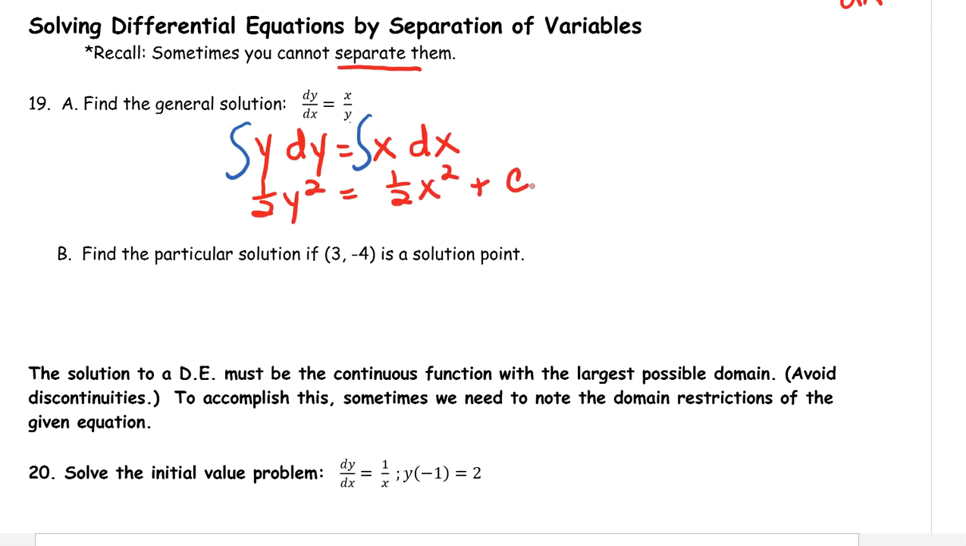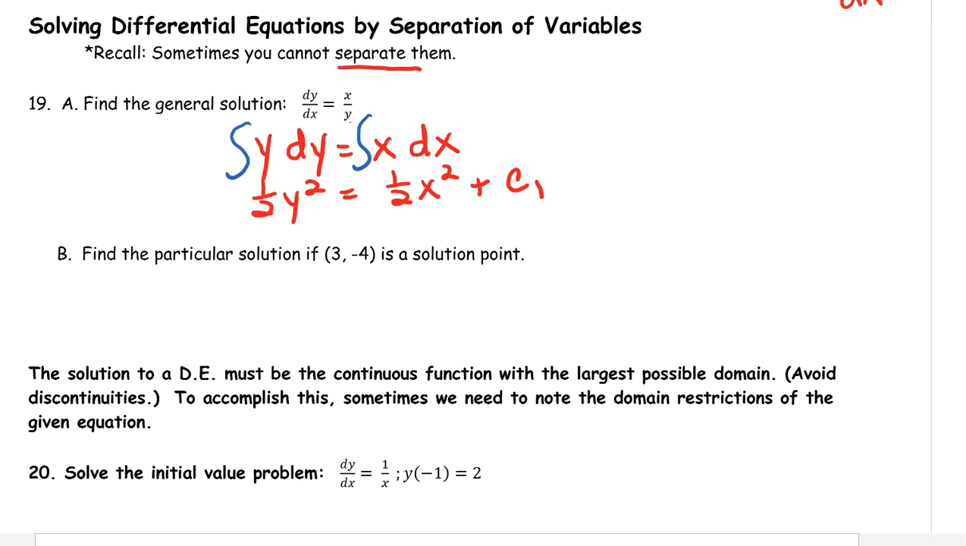And the first time we did this, the question was, shouldn't we add a constant on both sides? And yes, we should, but your very next step, you would combine them on one side. So we saved a step and just put the constant on one side.